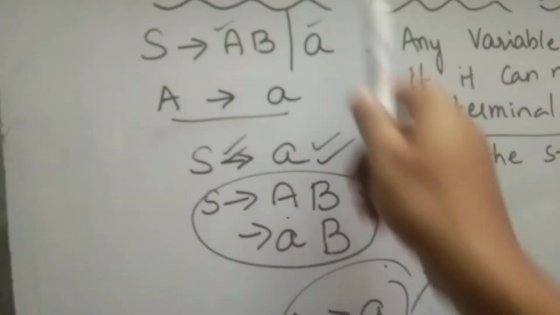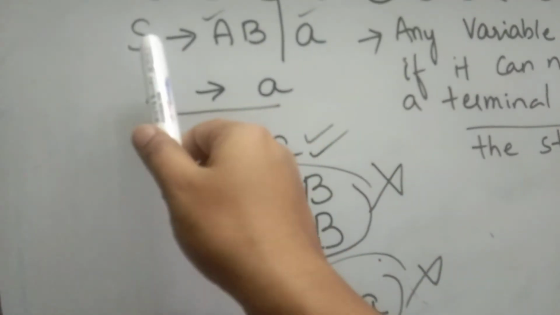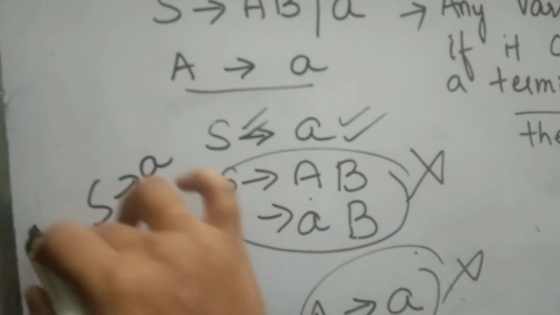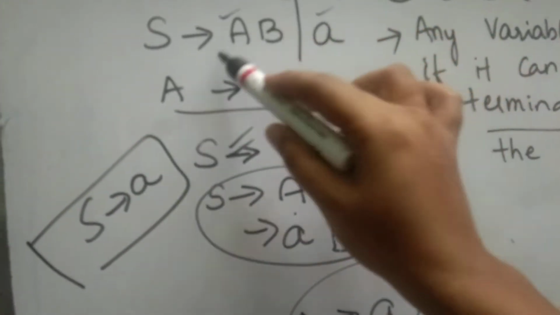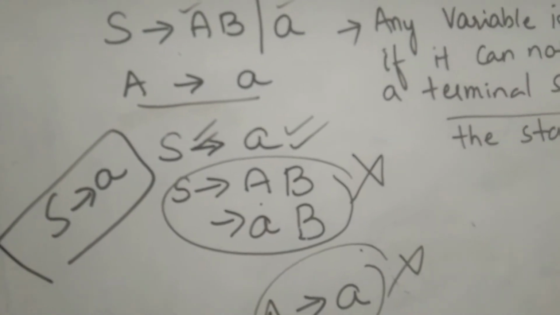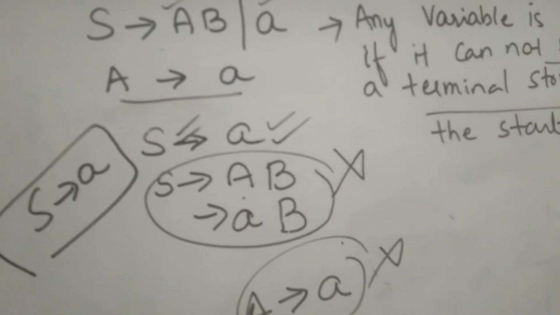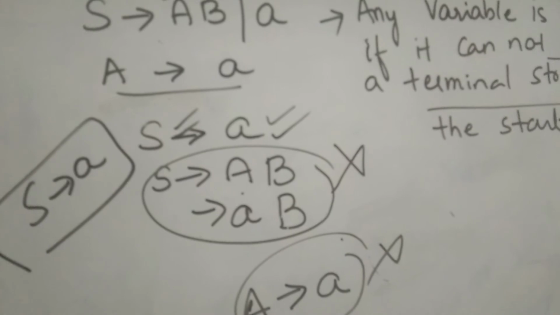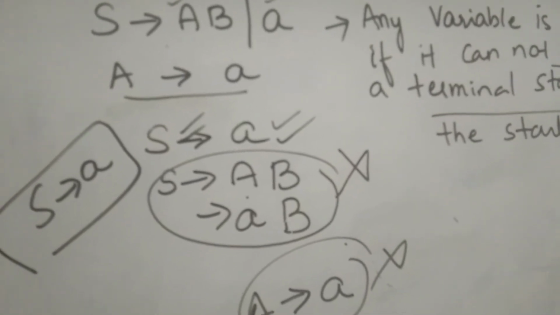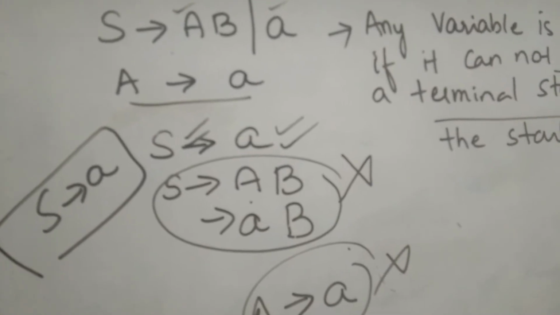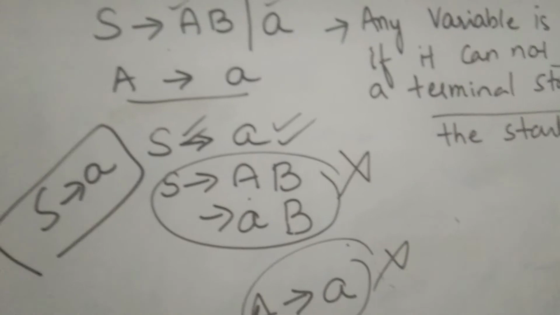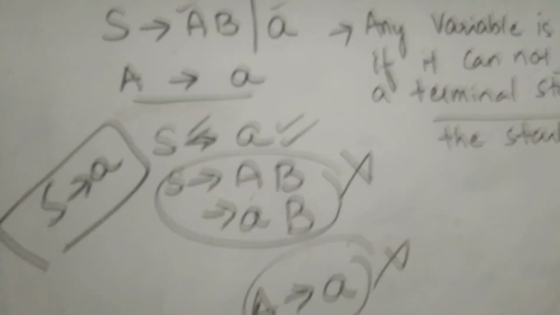But out of all these grammars, what is the useful production? S tends to A is the only useful production. The remaining productions are useless productions. So any variable is useless if it cannot derive a terminal string from the starting state, and then we can say that those variables and productions are useless. Okay, let us see one more example.